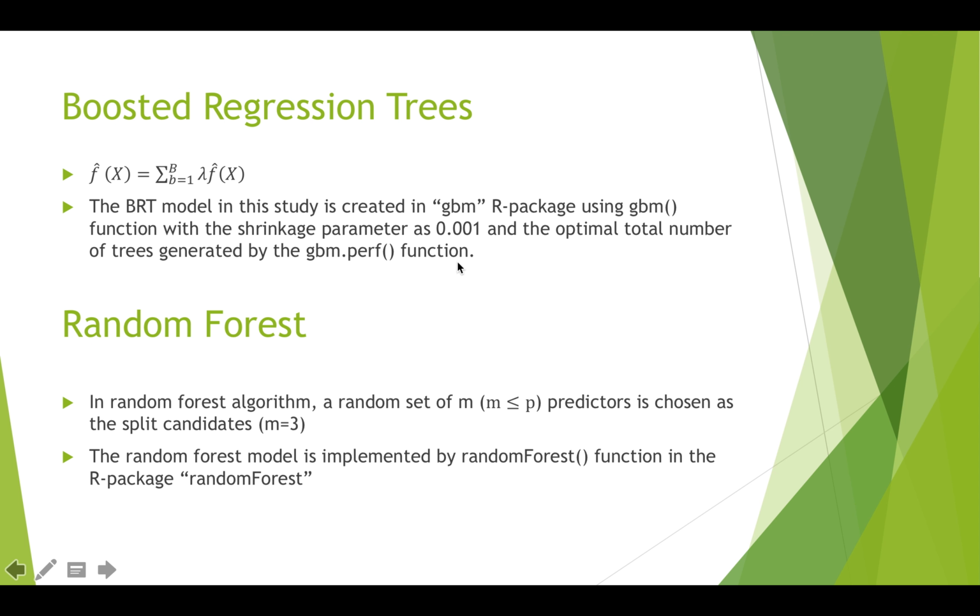And finally, I use the random forest. In the random forest algorithm, it is very important to identify the number of predictors that are chosen as the split candidates. And in this study, since I'm using 7 covariates, I use m equals 3, and the random forest model is built by the randomForest R package.